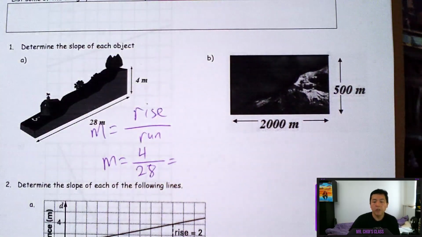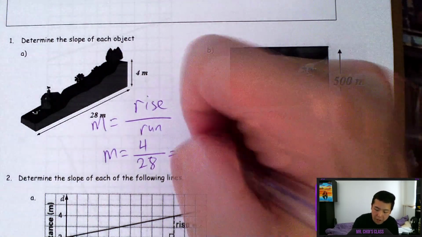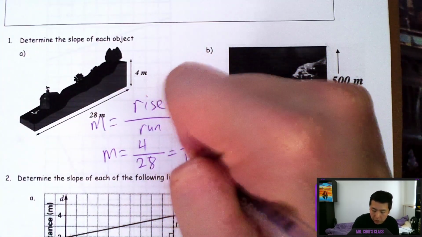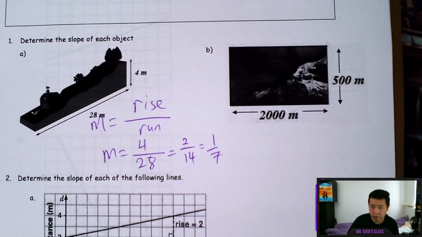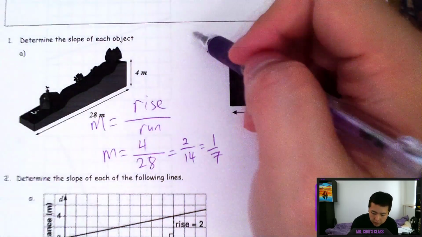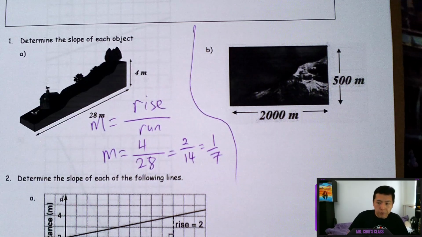Now, when you write this fraction, if you can simplify it, you must simplify it. And you can go step by step for this. So I can go 2 over 14 into 1 over 7. Okay? And so that would be my answer. My slope is 1 over 7.